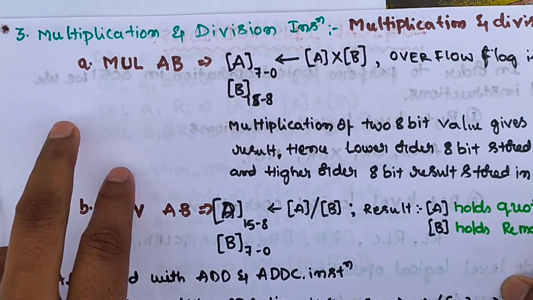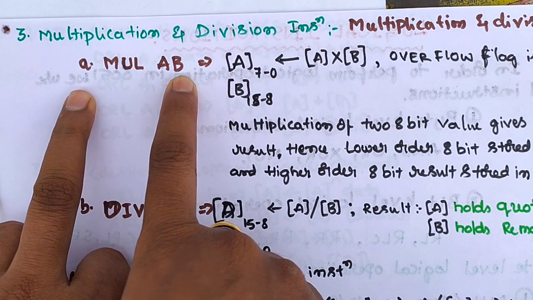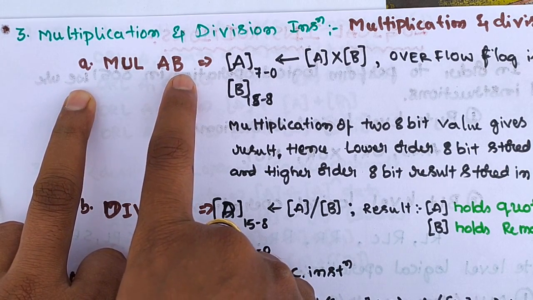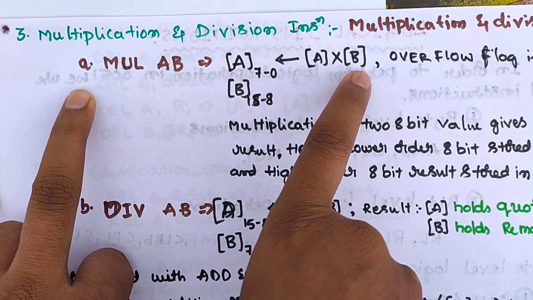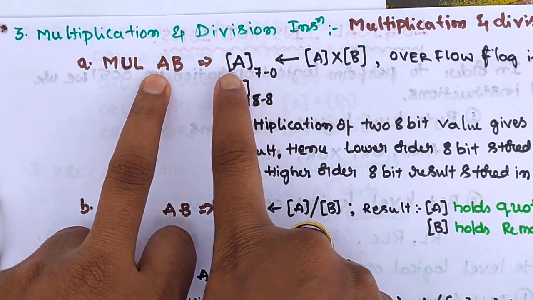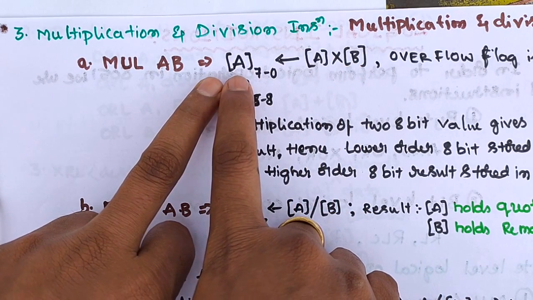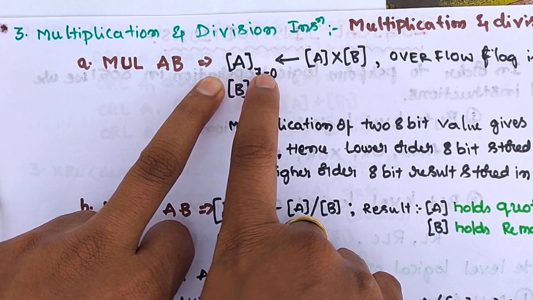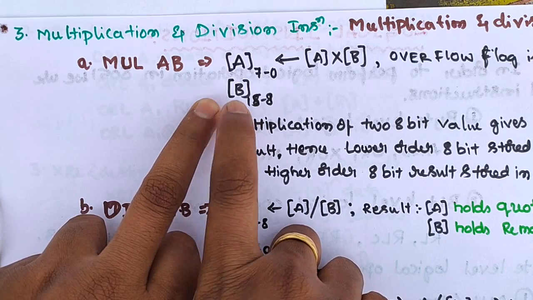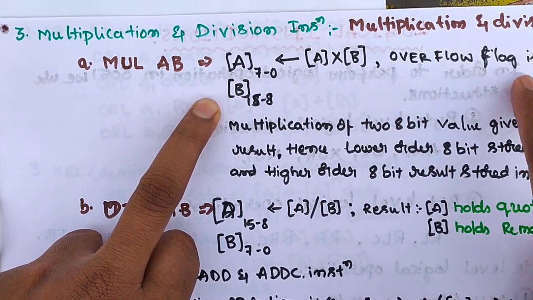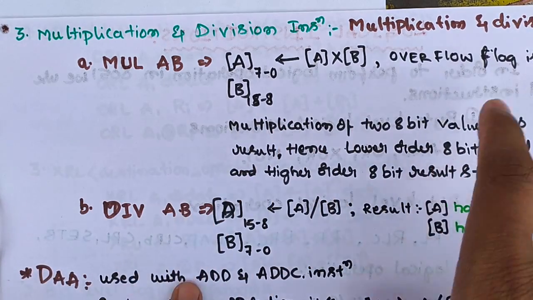Now multiplication and division. To perform multiplication, the instruction is MUL AB. Here the A and B register values will be multiplied, and because multiplication of two 8-bit numbers gives a 16-bit result, the lower order byte, bits 0 to 7, is stored in the accumulator. The remaining higher order byte is stored in the B register itself. Here the overflow flag will get affected, because the sign may change.